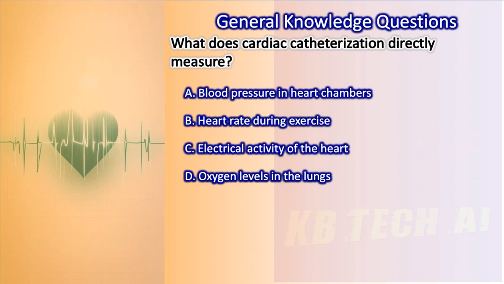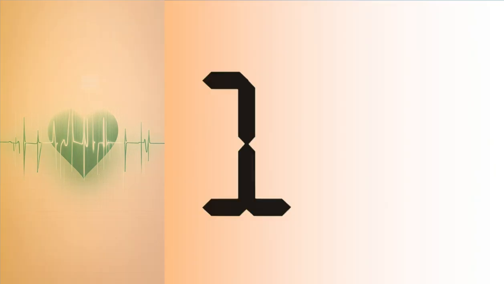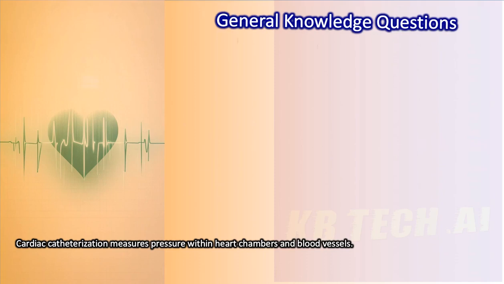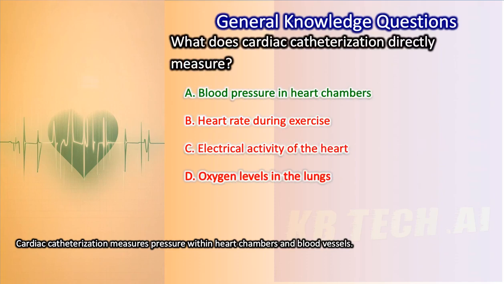What does cardiac catheterization directly measure? Option 1. Blood pressure in heart chambers. Option 2. Heart rate during exercise. Option 3. Electrical activity of the heart. Option 4. Oxygen levels in the lungs. The answer is option 1. Blood pressure in heart chambers.